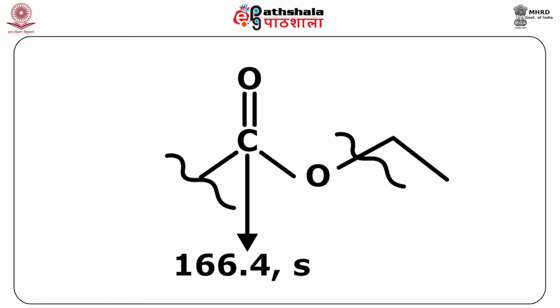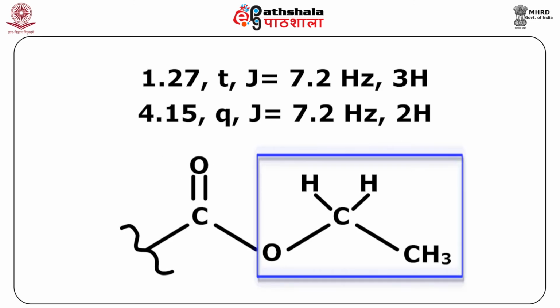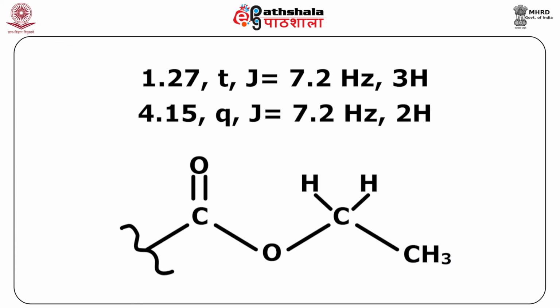Therefore, we can assume the structure to be a carbonyl group linked to an oxygen, which in turn is linked to other carbon atoms. The peak at 4.15 ppm for 2 protons means the carbon is attached to an oxygen atom, and as the signal is a quartet, it indicates the presence of a methyl group next to it. The substructure associated with this 1H NMR is C double bond O, O, CH2 and CH3.